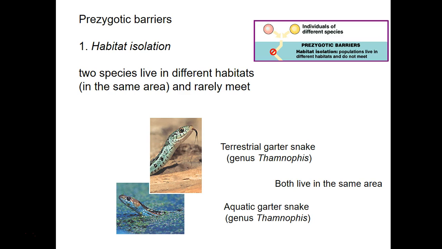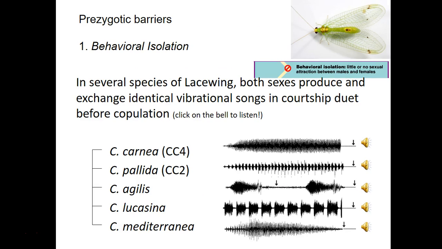So garter snakes, there's an aquatic form and a terrestrial form. They both live in the same area. They, in nature, don't mate and meet, therefore they're different species. Behavioral isolation. So those meadowlark birds have a form of behavioral isolation as well. It's when males and females don't recognize each other as potential mates.